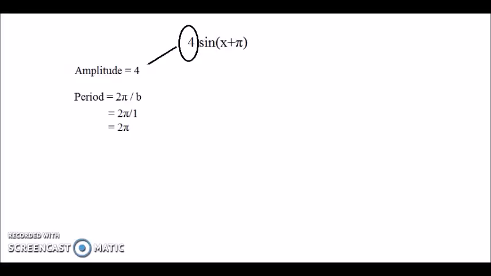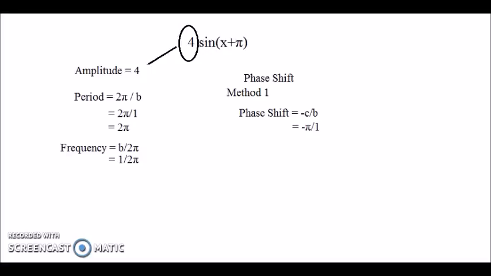Whereas, to find frequency, we use the formula b over 2 pi, whereby we flip the numerator and denominator, and we will get 1 over 2 pi. Lastly, in order to find the phase shift, we can use the formula negative c over b, whereby b is 1, the coefficient of x, and c is pi, and we will get negative pi. Otherwise, we can set the terms in the bracket equal to 0 to find the phase shift.